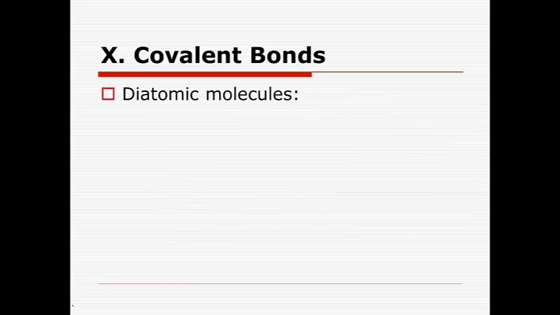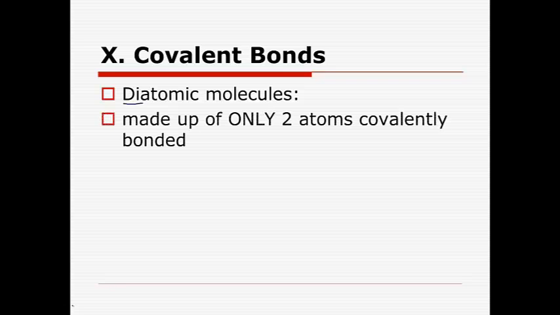Diatomic molecules. What does diatomic mean? Well, di means two, atomic means atoms. A diatomic molecule is made up of only two atoms, and since it's a molecule, they have to be covalently bonded to each other. In other words, they're sharing electrons.